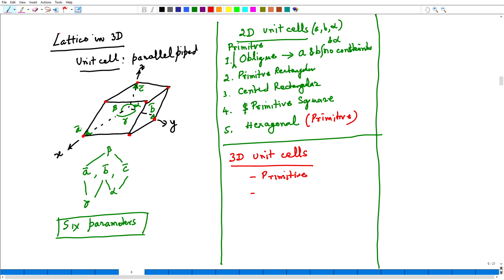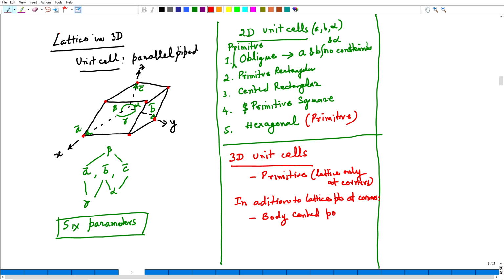What else can I do? So, these are lattice points only at corners, and the other thing I can do, and still it remains a valid lattice, which means it follows translation symmetry. So, in addition to lattice points at corners, I can add one lattice point at the body centered position. So, I have lattice points at the corners and one lattice point at the body centered position.